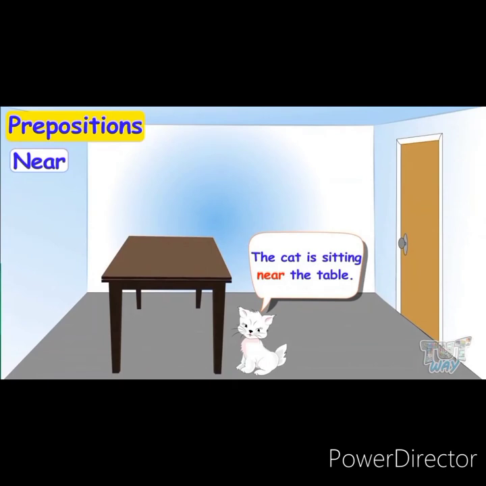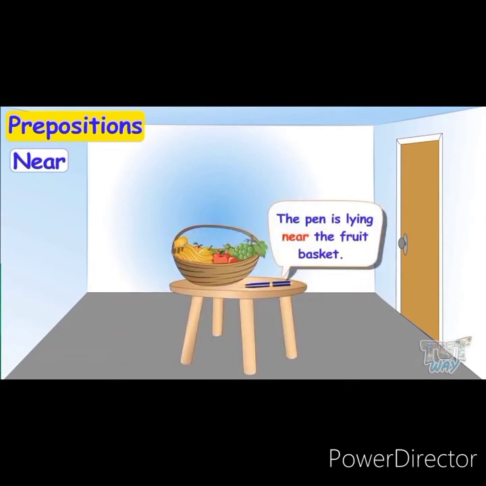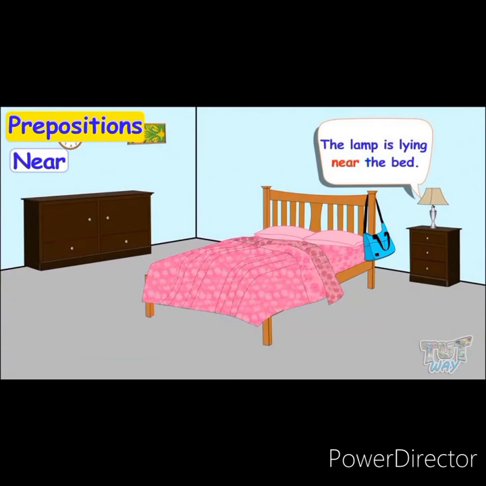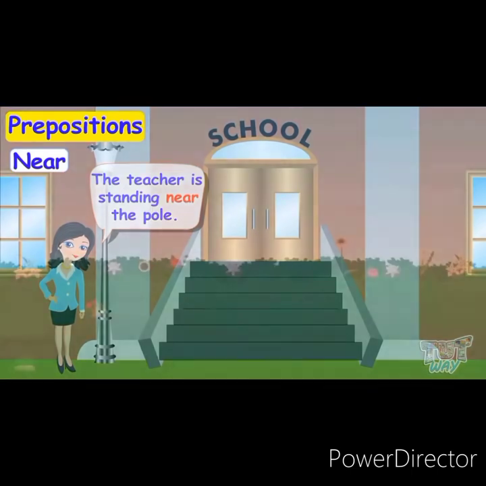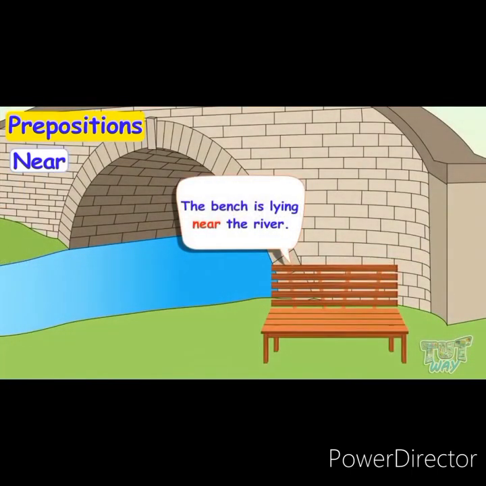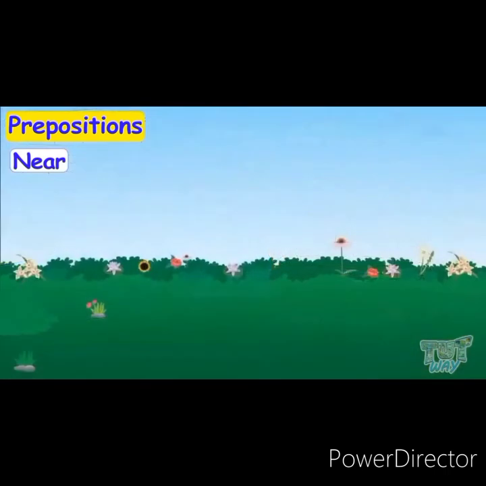So now we will understand the preposition near. The cat is sitting near the table. The pen is lying near the fruit basket. The lamp is lying near the bed. The teacher is standing near the pole. The bench is lying near the river. I hope you all have understood the preposition near.